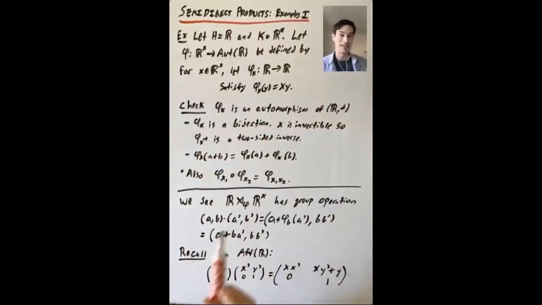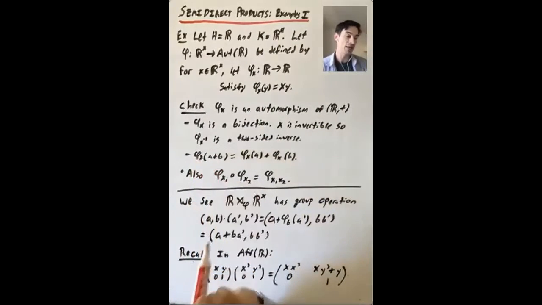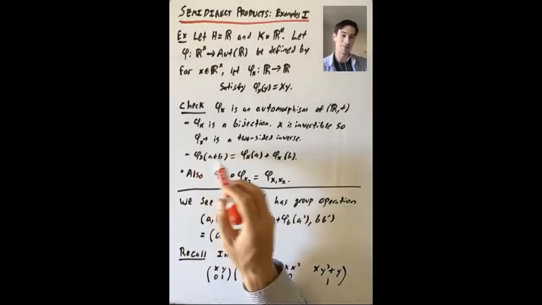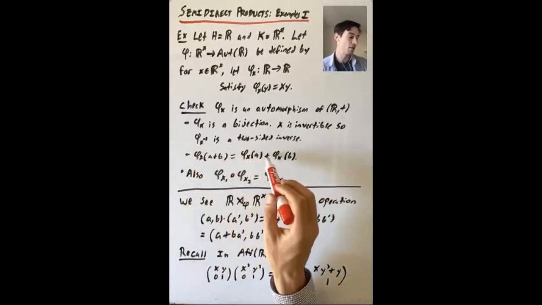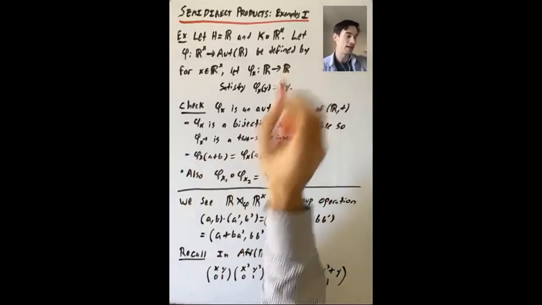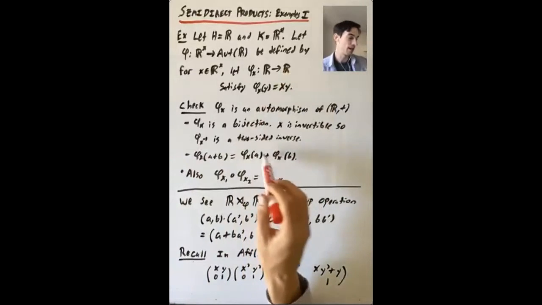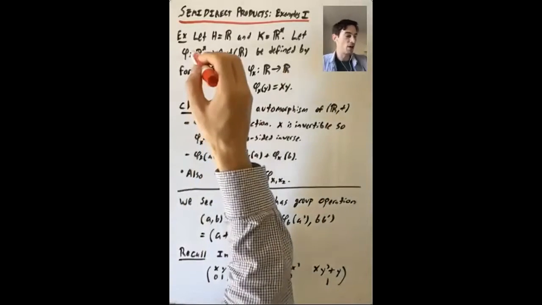And now we need phi x to be a homomorphism. So what happens when you take phi x and apply it to a plus b? Well, that's x times (a plus b), which is x times a plus x times b. So it's phi x of a plus phi x of b. Remember, the operation on the right-hand side here is plus, right? So you can add these.